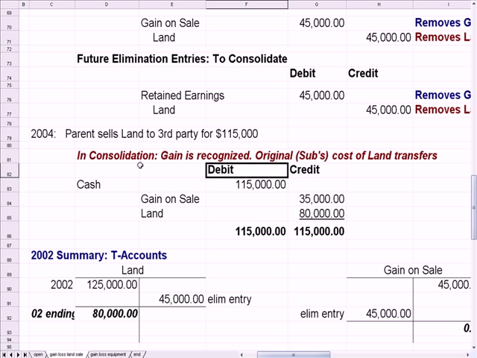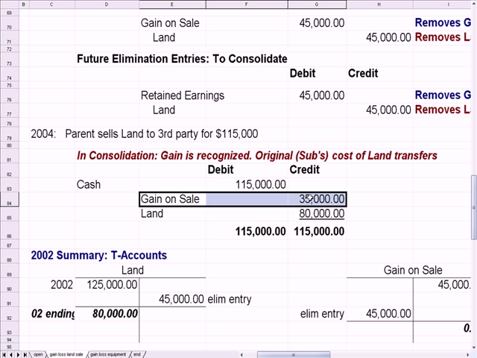So we would debit to increase cash $115,000. We would reduce an asset account called land by crediting $80,000, and in order to make debits equal credits, we need a credit called gain on sale.